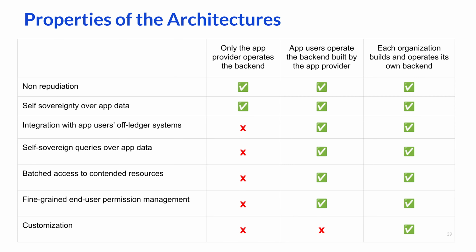This table summarizes the properties of each of the three architectures we considered. Remember that there's a continuum of possible architectures in between. App architecture can also evolve over time. You may start with a simpler architecture that gives you the minimum required set of properties and add to it later as the business requirements evolve.